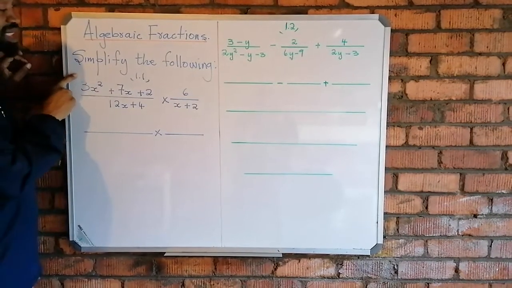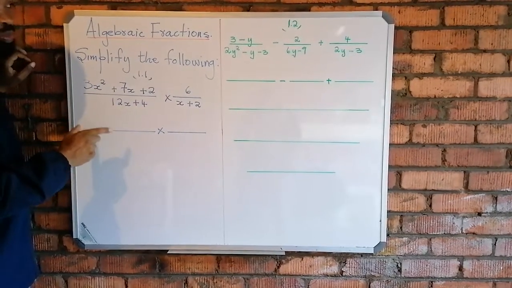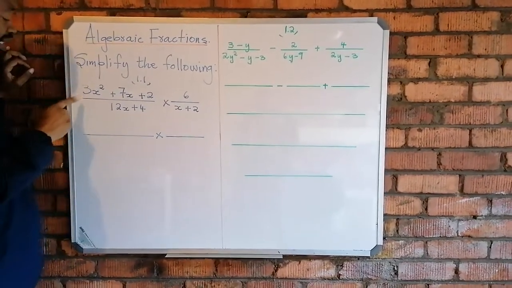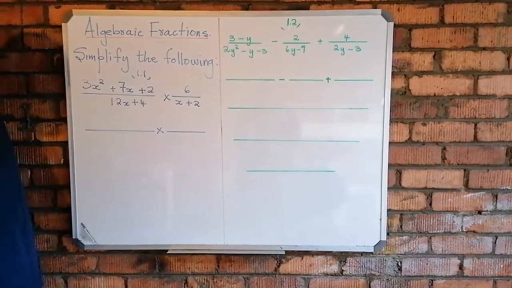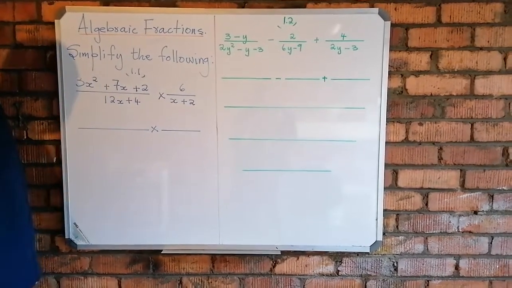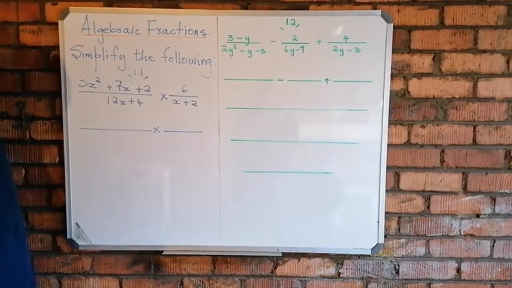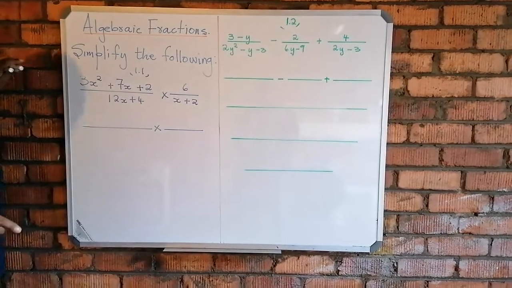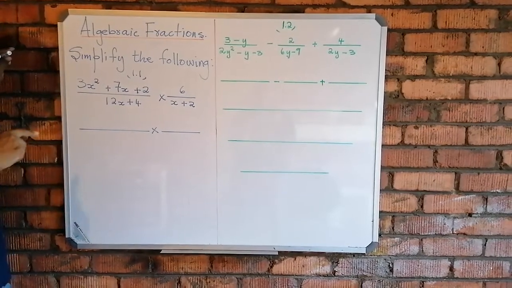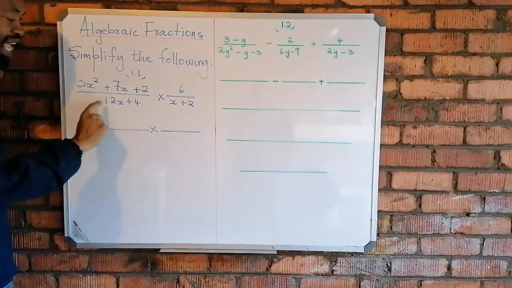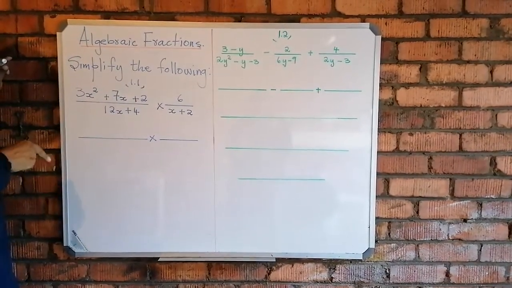It says here, simplify the following. Be very careful, we are dealing with expressions. Now, it is (3x squared plus 7x plus 2) divided by (12x plus 4), multiplied by 6 divided by (x plus 2). I am multiplying fractions. Now, I said to you, be able to factorize. What I advise you to do is visit each and every expression. Check whether it should be factorized or not.